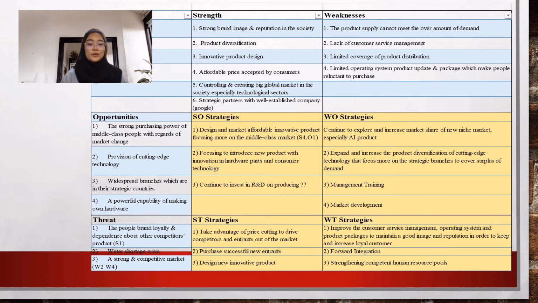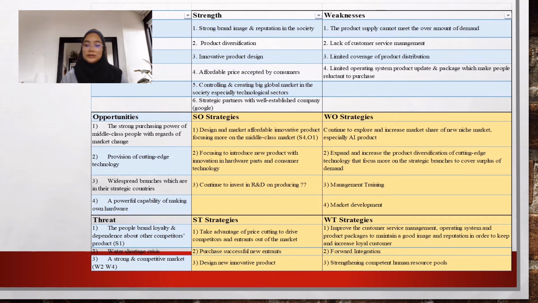First, for SO strategies, we get three strategies being suggested. First, design and market affordable innovative products and focus more on the middle class market. Second, focus on introducing new products with innovation in the hardware parts and consumer technology. And the last one, continue to invest in the research and development of innovative technology.